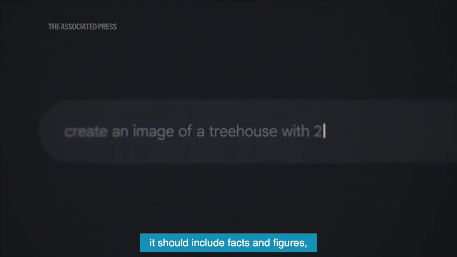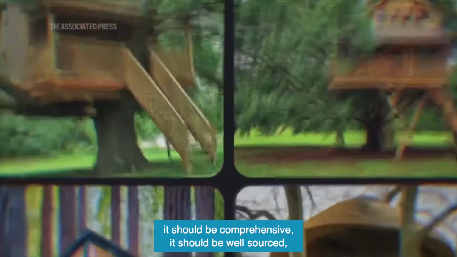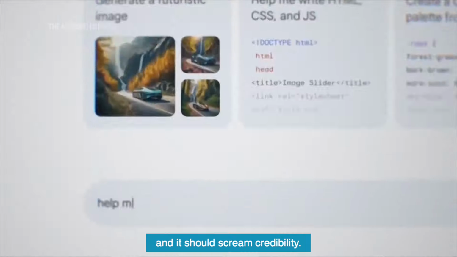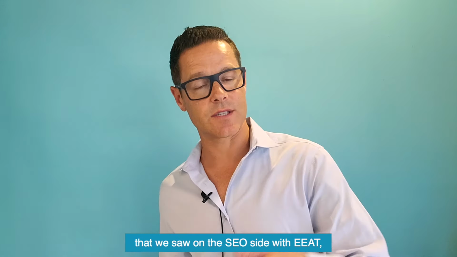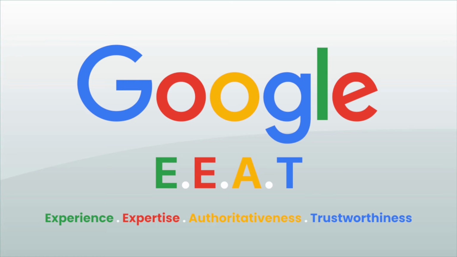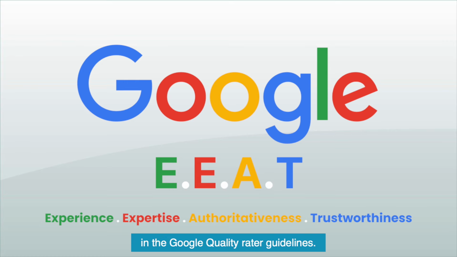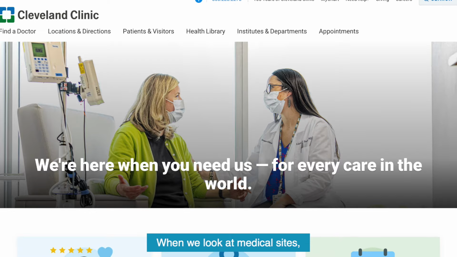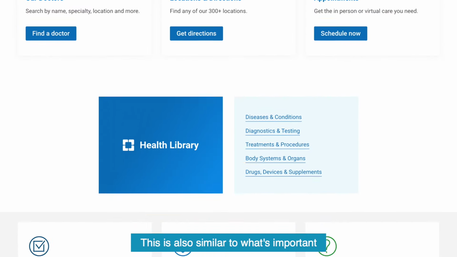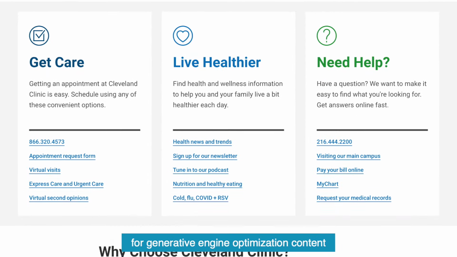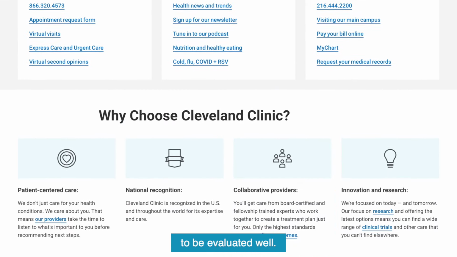Your content should be rich. It should include facts and figures. It should be comprehensive. It should be well-sourced, and it should scream credibility. Now, what's interesting is that's a lot of the things that we saw on the SEO side with EEAT, experience, expertise, authority, and trust, something that's said over and over in the Google Quality Rater guidelines. When we look at medical sites, when we look at financial sites that rank well, they do a really good job of this. This is also similar to what's important for generative engine optimization content to be evaluated well.